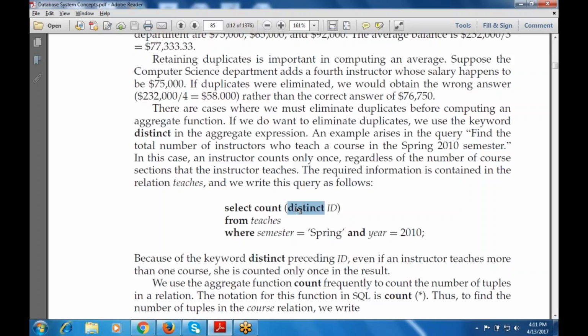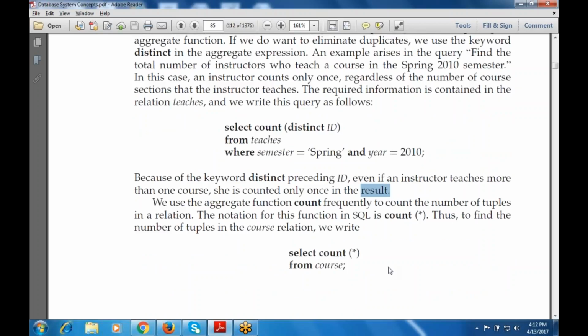That means the semester is given as Spring and also the year, that means 'and'. It is not that if one of the conditions is satisfied, then the output will be displayed. No. The semester will be a string and the year will be 2010. Because of the keyword distinct preceding ID, even if an instructor teaches more than one course, she is counted only once in the result, because we are using both values at the same time, Spring and 2010.